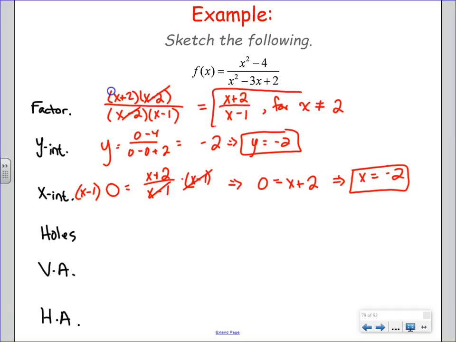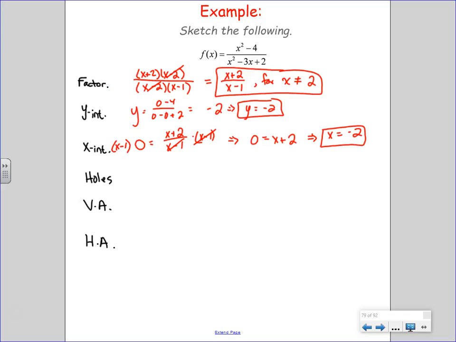Our next question was, are there any holes? Yes or no, and why? Yes. Good. Where? x equals 2. Why? Because x minus 2 is in the top and the bottom. It can reduce, it can factor and cancel. Reduce is better, which means it's removable. And if you want to think about it, plug in 2, you get 0 over 0. That's a hole.